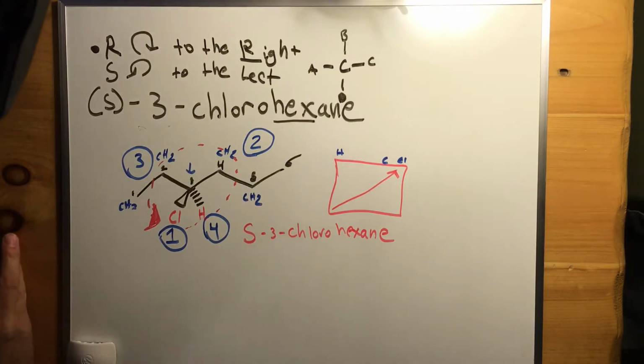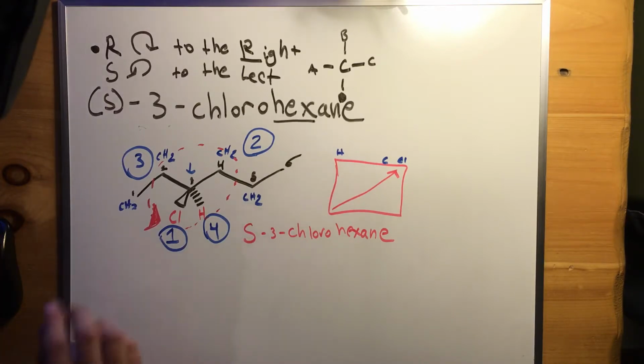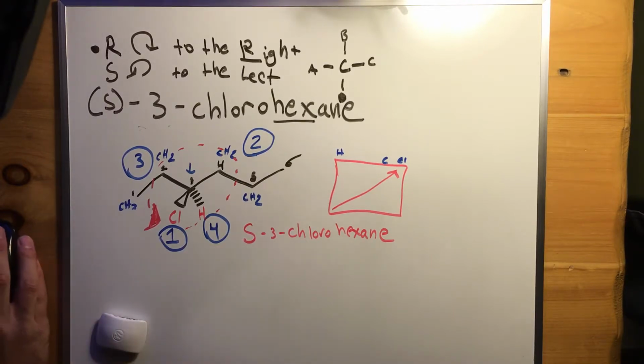So that is our first example problem. Hopefully it makes sense. This is called the absolute configuration, or I think in some places it's Cahn-Ingold-Prelog or something like that, but R and S is a lot easier.